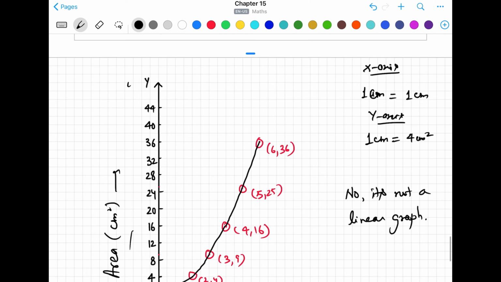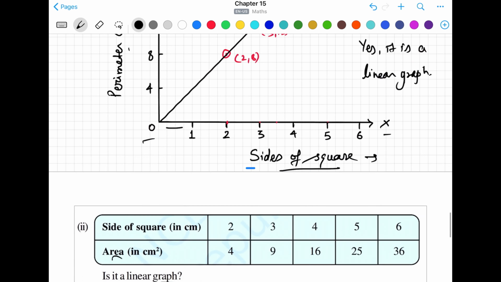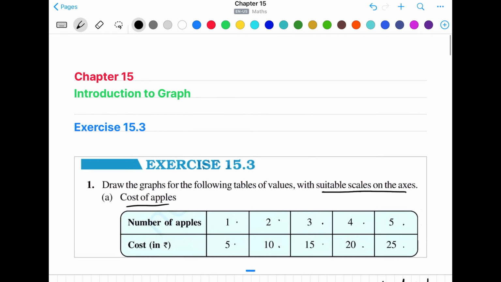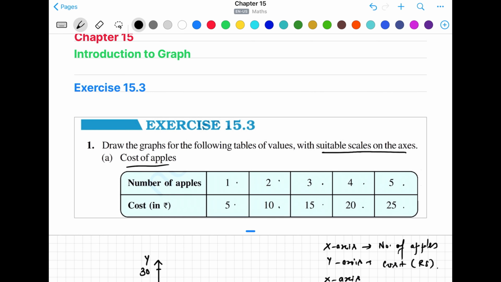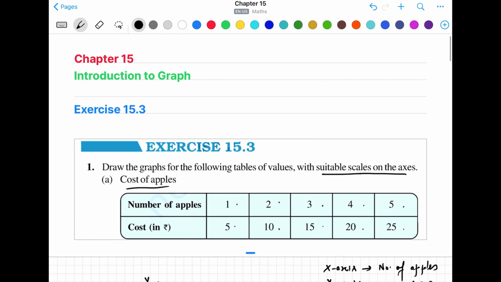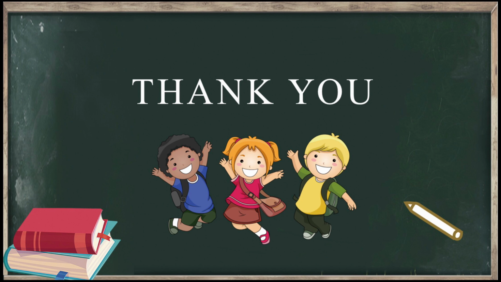With this we have completed all the questions of exercise 15.3, and with that we have concluded exercise 15.3 and chapter 15, Introduction to Graphs. Now you have to practice all these questions multiple times so that you understand them better. Okay, so that's all for now.